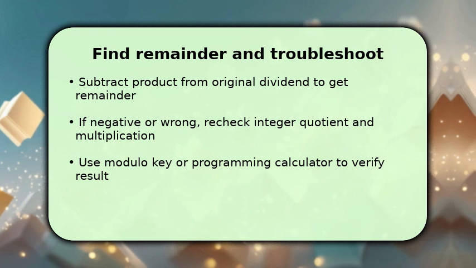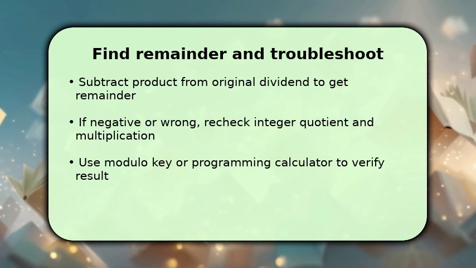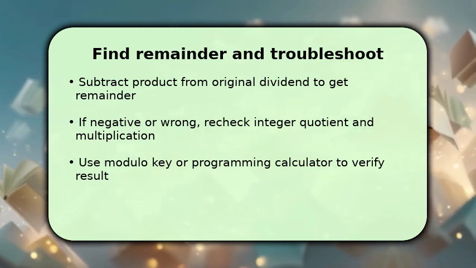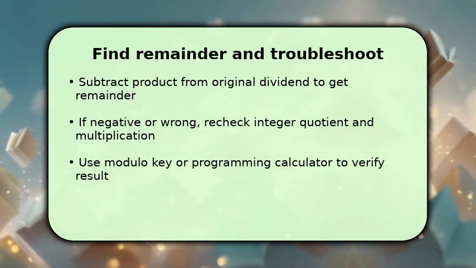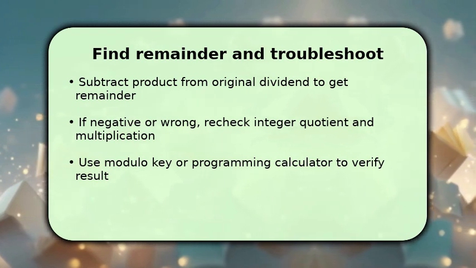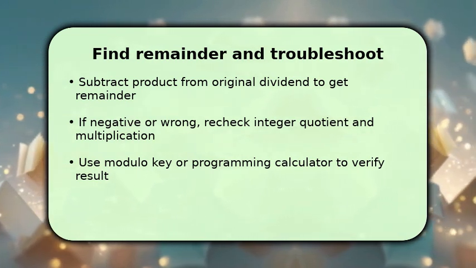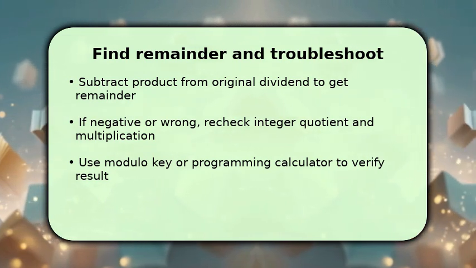Make sure to use the exact dividend you started with and the integer quotient without rounding errors. Small decimal or rounding mistakes produce wrong remainders. If the result seems off, recheck the integer quotient and multiplication steps, or validate using a calculator's modulo function or a simple programming calculator to confirm reliability.